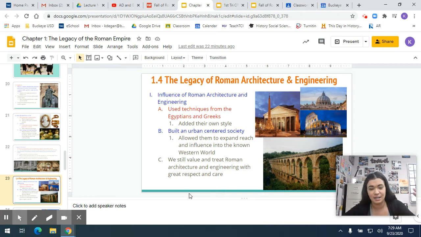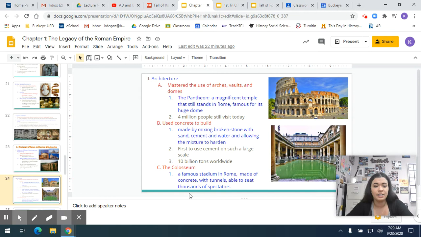They built an urban-centered society. We saw how they would build these forums and bathhouses that invited community, right? And we still value and treat Roman architecture and engineering with a great deal of respect and care. A lot of it lasted, you guys. You can go to Rome and see a lot of this. I can't wait to do it.